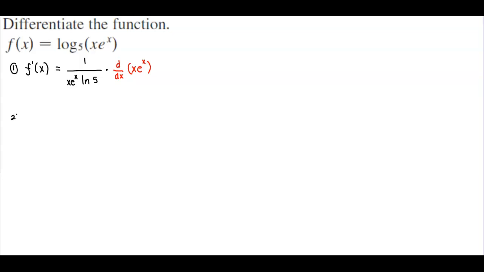Okay, so now we have f prime of x, which is equal to 1 over x e to the x times the natural log of 5. And now we've got to use the product rule because we have two things that we're multiplying. So we can say that the derivative of x is going to be 1 times e to the x, and then that's plus x times the derivative of e to the x, which is e to the x.